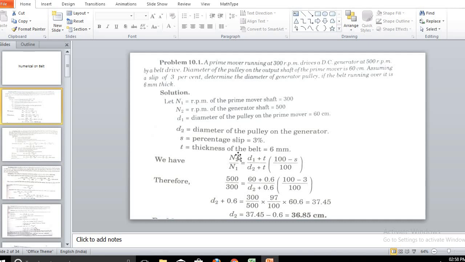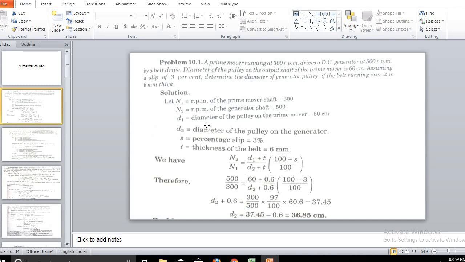Now this is a very simple example. N2 by N1 is the velocity ratio. N2 by N1 is equal to D1 by D2. As thickness is given, this T is added: D1 plus T, D2 plus T. And as slip is given, this bracket is also added: 100 minus S divided by 100. The total slip is given in terms of percentage, so this bracket is introduced as slip is given to you.